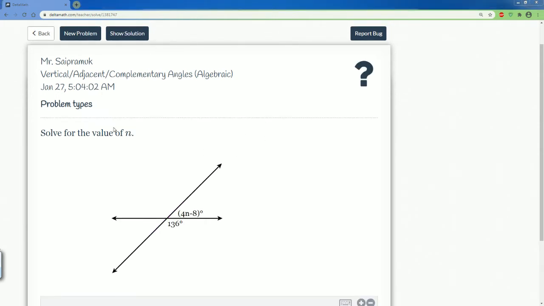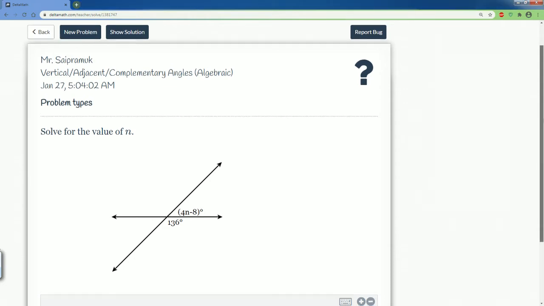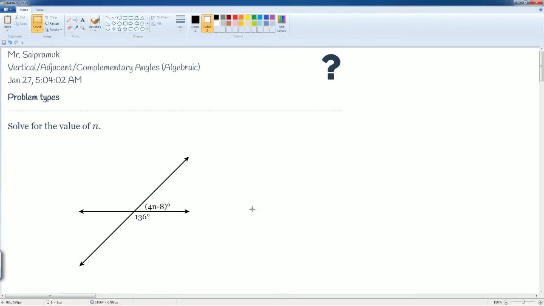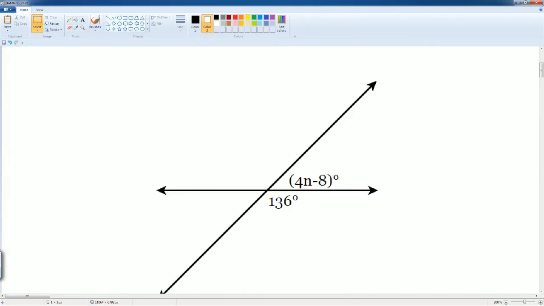In this problem, it asks us to solve for the value of n. So let's look at the angle relationship between them. Zooming in, we see that these two angles are adjacent to each other on this line. Here, this angle and this angle, they make a line. Okay, that means that these two angles are linear pairs because they form this line.